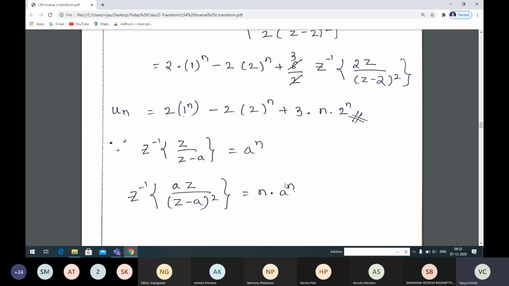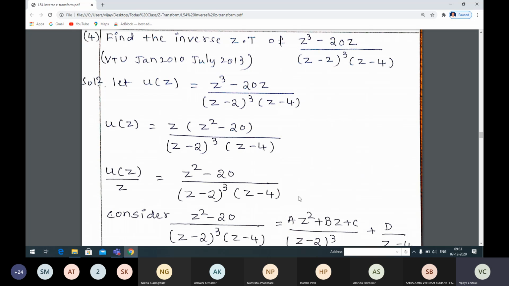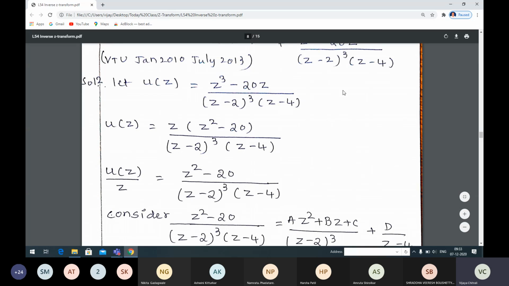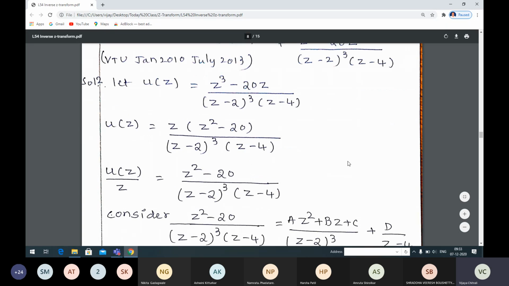Move on to the next example. Find the inverse z transform of z cube minus 20z divided by (z minus 2) raised to 3 times (z minus 4). This problem appears twice: January 2010 and July 2013.